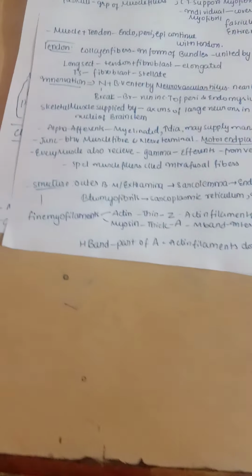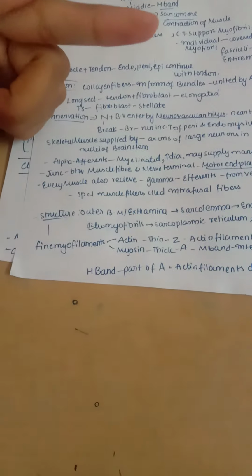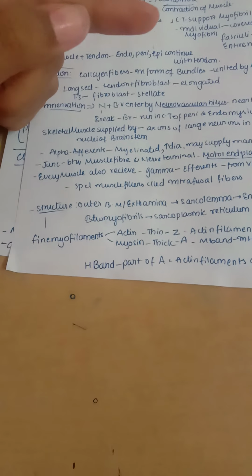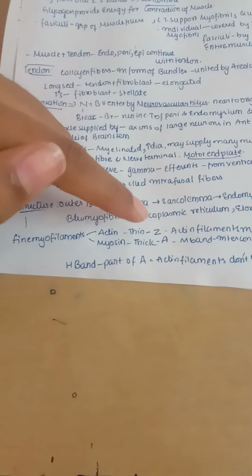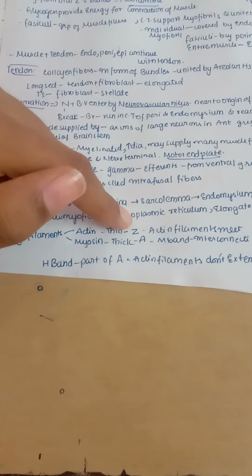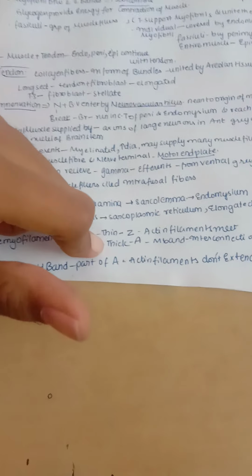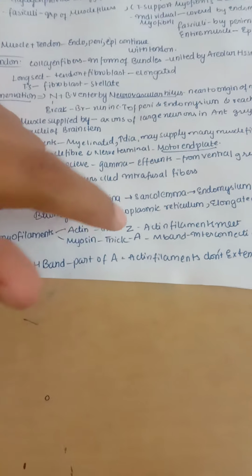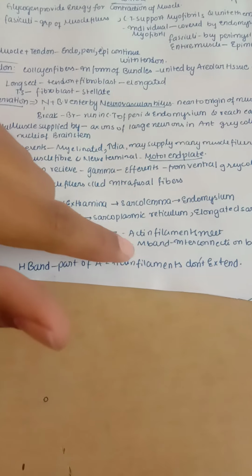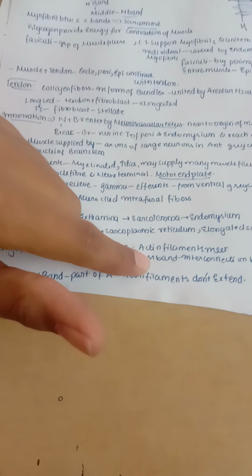So let us see the fine myofilament. This is one myofilament, and it is further divided into actin and myosin, that is the thin band and the thick band. If you remember, the thin band is always related to the Z line, where actin filaments meet, and the thick band forms the H line, and also the thick band is always related with the M band, that is interconnecting between the myosin.